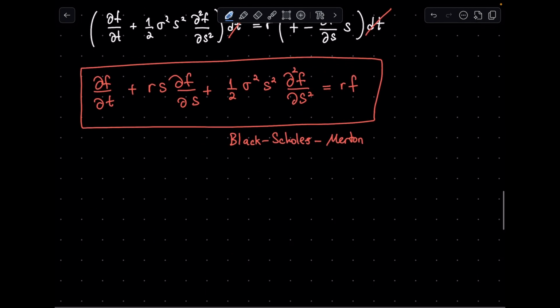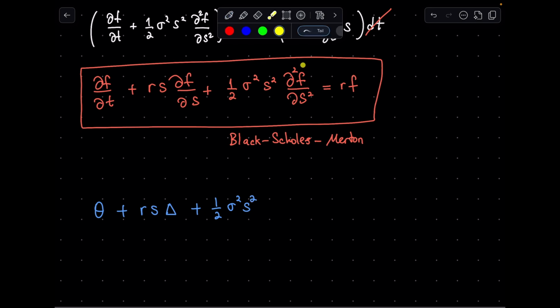Sometimes it's also written in terms of the Greeks. So this is the time decay theta. This is the delta, namely how the option price changes as the underlying stock price changes. And this is gamma, which is how the delta changes as the stock price changes, or just the second derivative of f with respect to s.